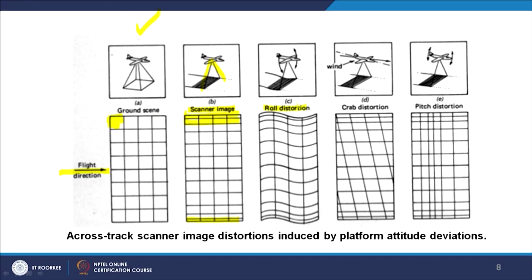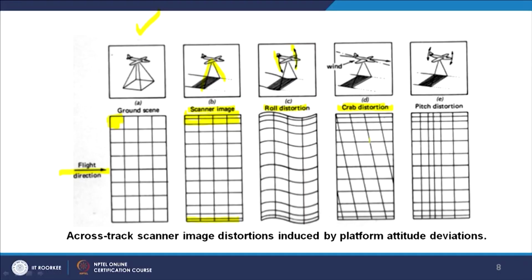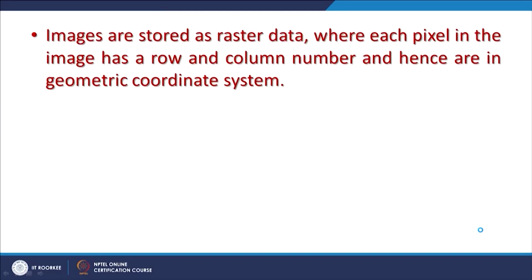Now, when roll distortion is there, as shown here, that roll is something like this. So, when roll distortion is there, it will record an image something like this. And if crab distortion is there, because of wind, there might be shifting also, which is called crab distortion. So, that may bring distortions like this, and if it is pitch distortion, it dips like this, or like this, then again you may have some. So, across-track scanner distortions are introduced by platform attitude variations. These will bring a lot of geometric errors in our images.